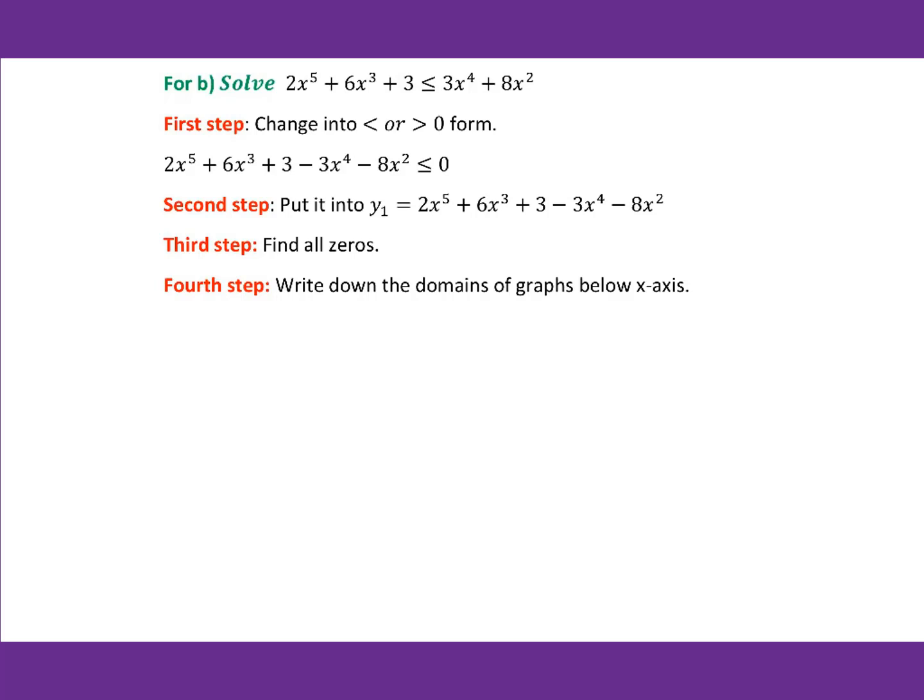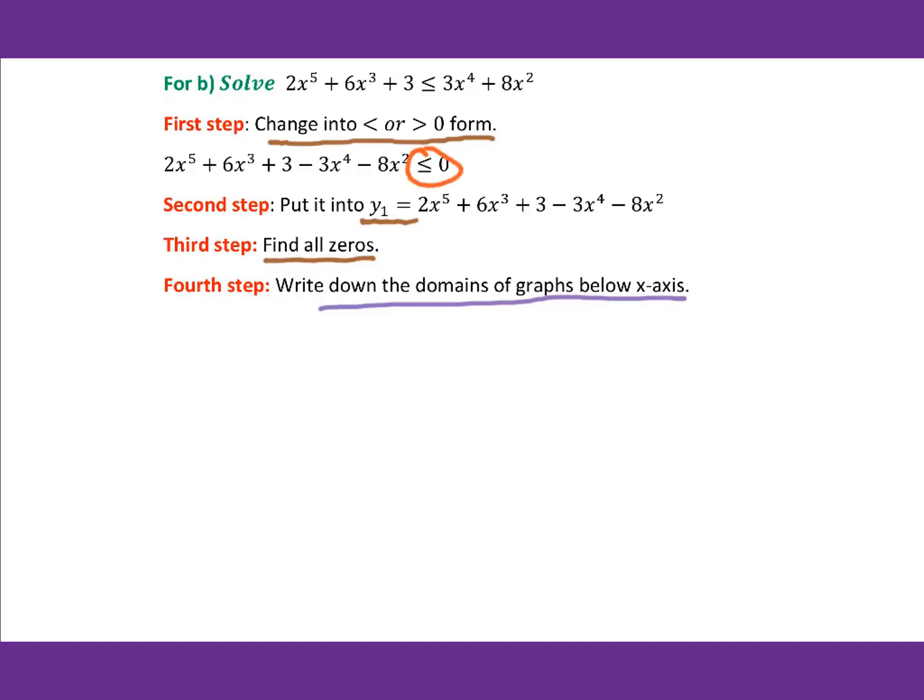First step, change into less than or greater than 0 form. Second step, still put into graphing calculator y equals. Then this time find all zeros, no matter it's irrational or rational solutions. Then write down the domains of graph below x-axis, because this is less than or equal to 0.